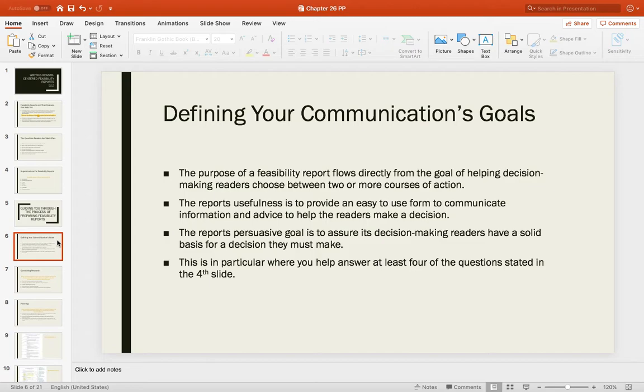The report's persuasive goal is to assure its decision-making readers that it provides a solid basis for decisions they must make. The writer's guide for defining your communications goal will help you identify the additional information about your communications purpose, readers, and context that is needed to fully define its goals.